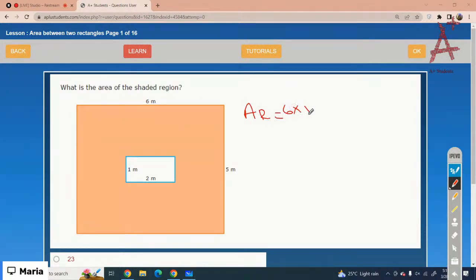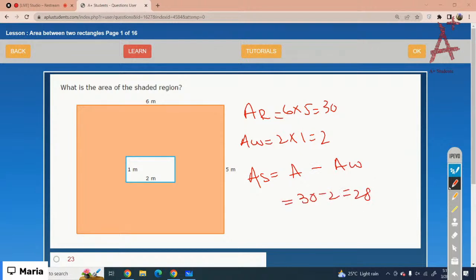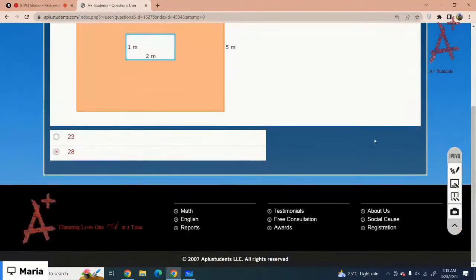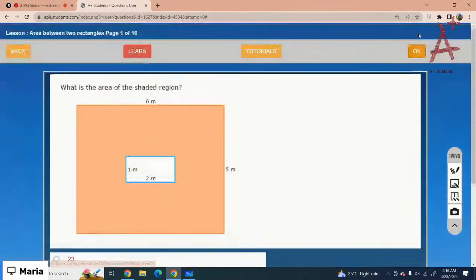It would be 6 times 5, that is 30. Got it? Then the area of the white shape is 2 times 1, that would be 2. Now for the area of the shaded region, what you have to do is subtract the area of the greater shape minus the area of the white shape. It would be 30 minus 2, that would be 28. Got it? Yes, it is 28. Very good. So it would be 28. Just select the correct option, then click on the OK button.